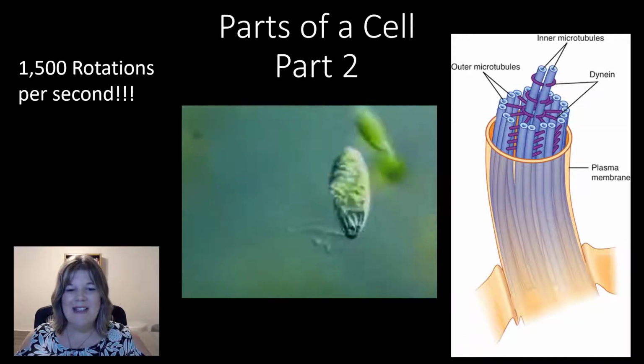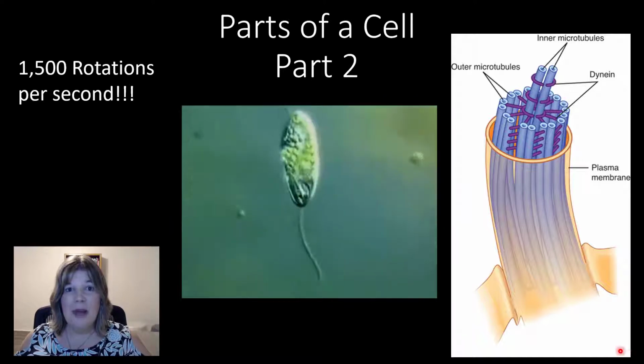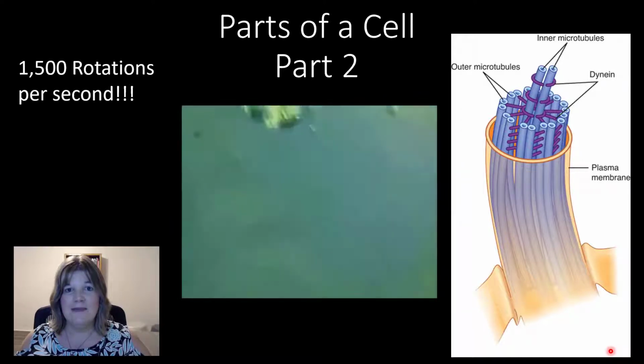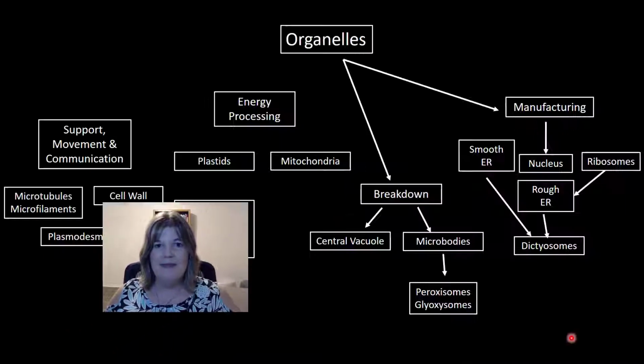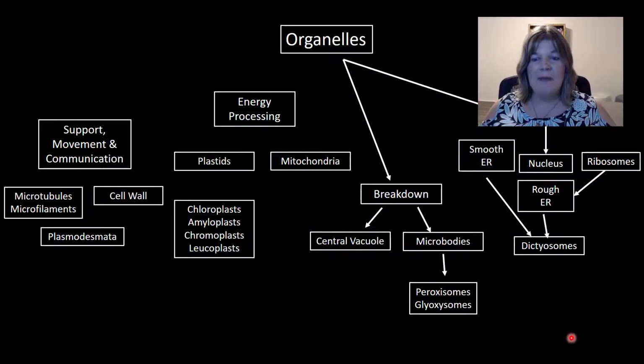Hi, it's Denise DeBusk, and in this video I'm going to talk about the remaining organelles in the plant cell. In this concept map of the plant cell's organelles, I grouped them into four broad categories of functions. I talked about manufacturing and breakdown organelles in the first video. Now I'll talk about the organelles used in energy processing and support, movement and communication.